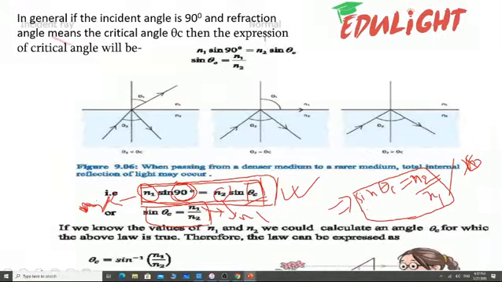Okay, eta 2 is the refractive index of the refracted medium, and eta 1 is the refractive index of the incident medium, and so like that. And if we do the inverse operation, we will get it like this.